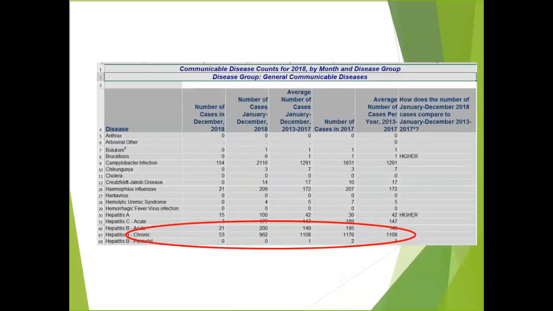Looking at North Carolina's epidemiology, this is the average number of cases between 2013 and 2017. For Hep B, average is around 149. We have seen an increase with 195 in 2017 and around 200 this past year. So it is on the rise, and it is important to be looking for it.